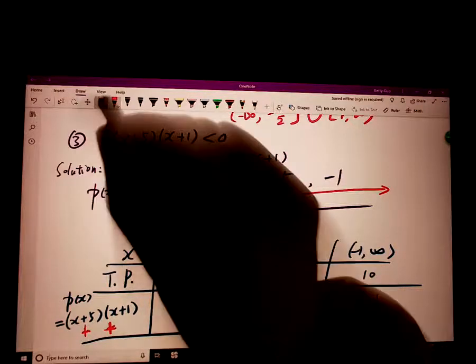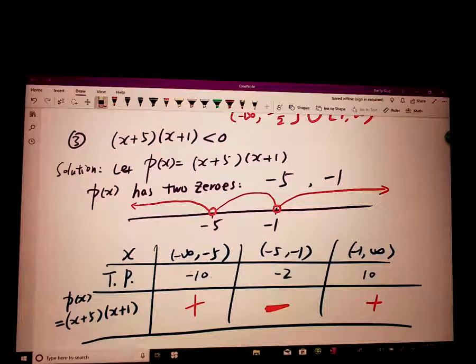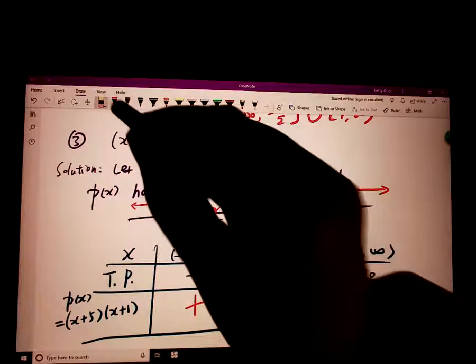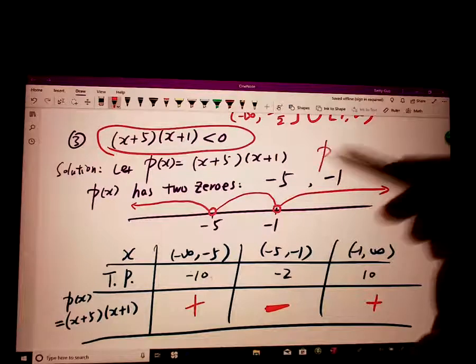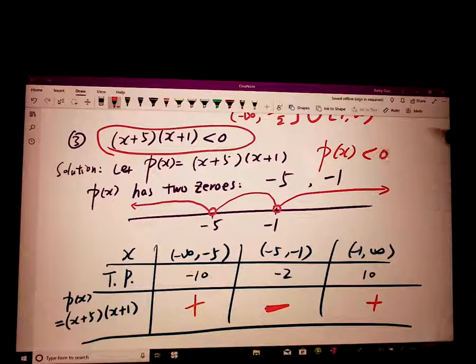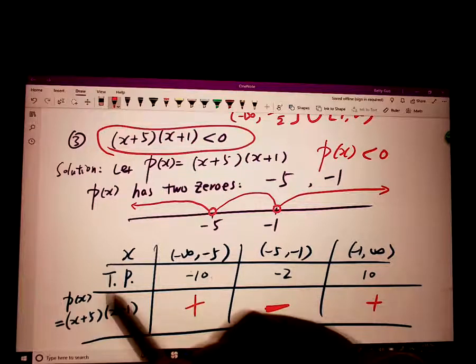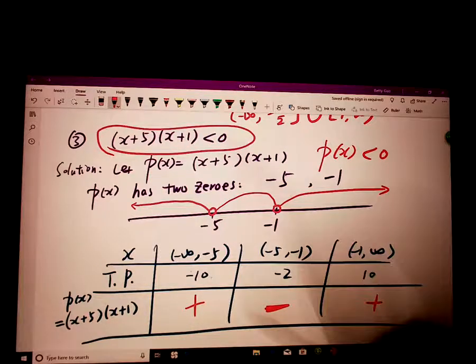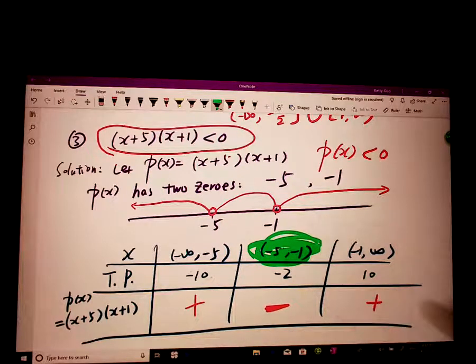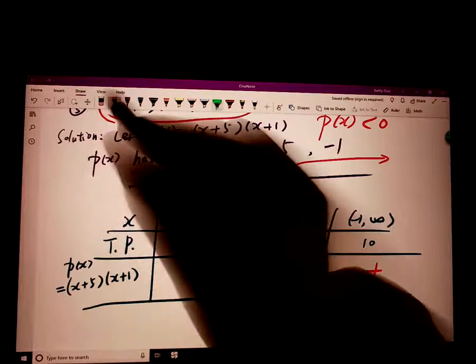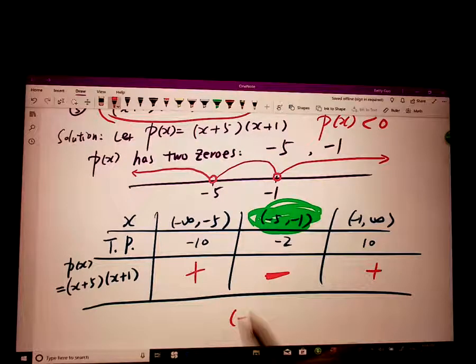Okay, very good. What are we looking for? We are looking for intervals over which P of x is less than 0. Okay? We are looking for intervals over which P of x is negative. So here we go. That's the solution set, right? The solution set is one open interval, which is -5 to -1. So far so good?